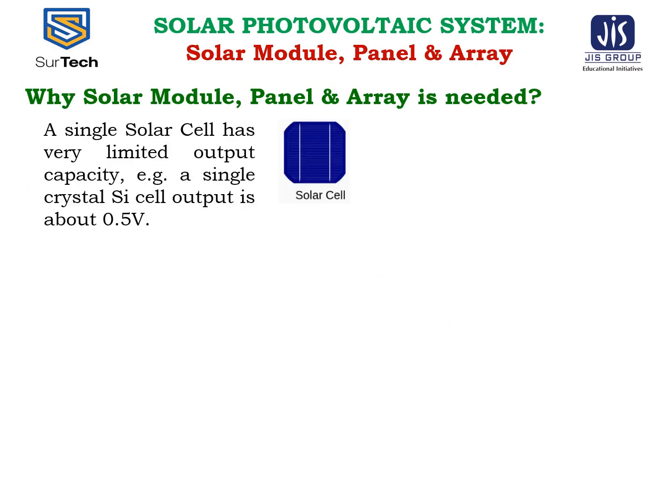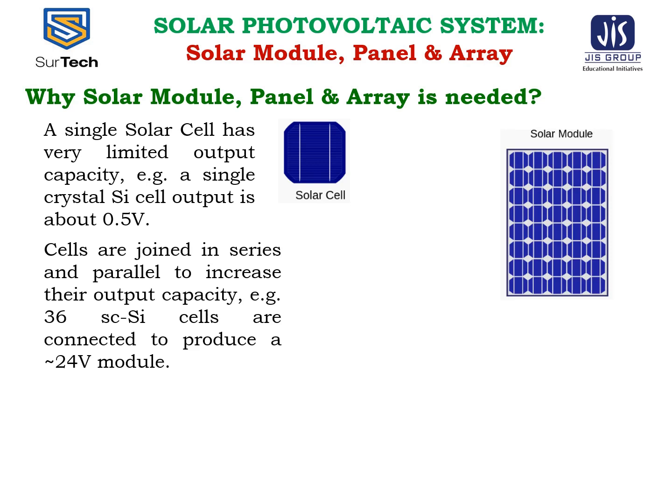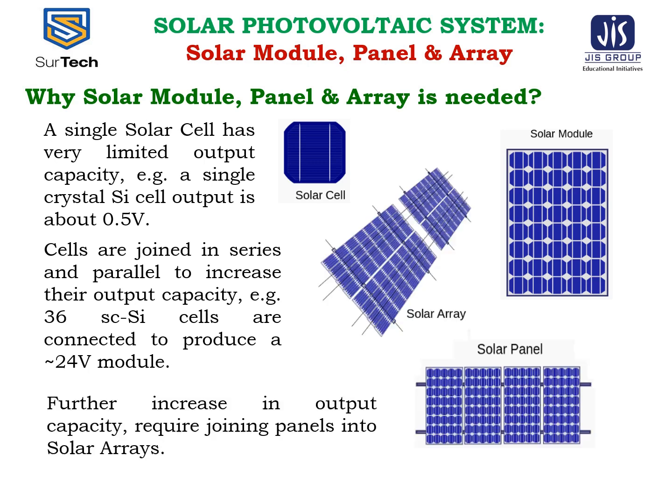Now a single solar cell has very limited output capacity, such that a single crystal silicon cell output is about 0.5 volt. So the cells are joined in series and parallel to increase their output capacity. Just like 36 silicon cells are connected to produce a 24 volt module. Further increase if required in the output capacity, then the panels are joined together into the solar arrays.